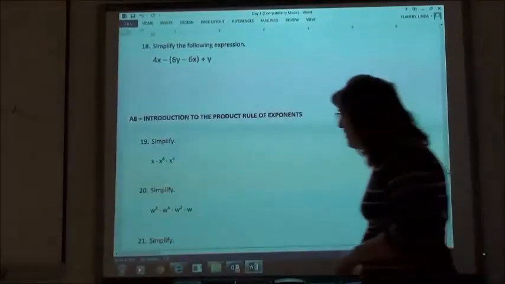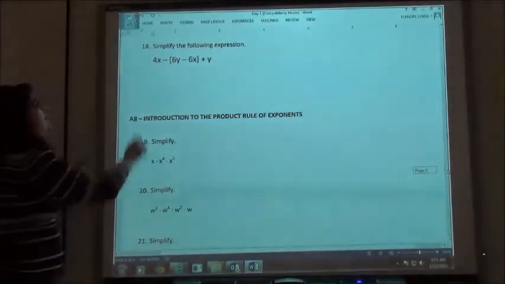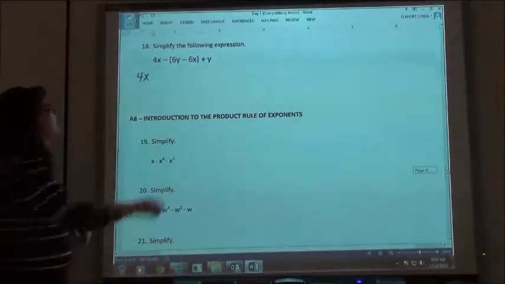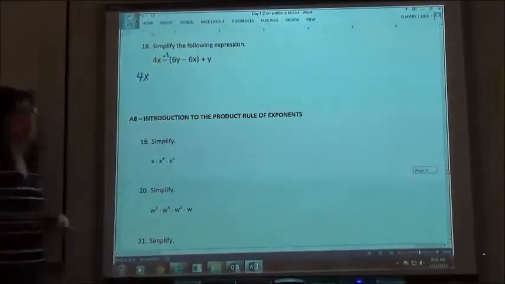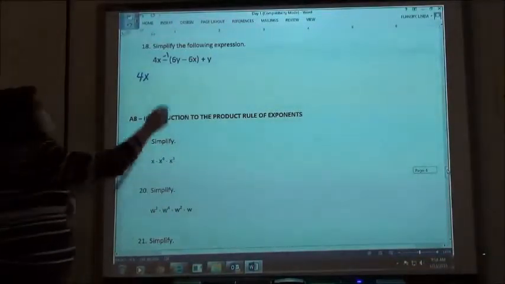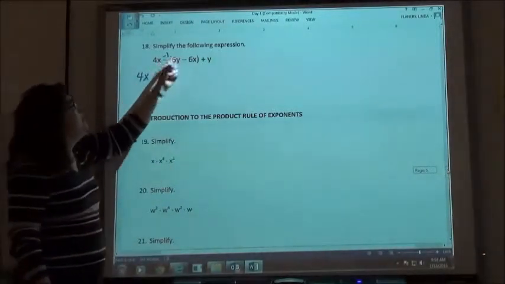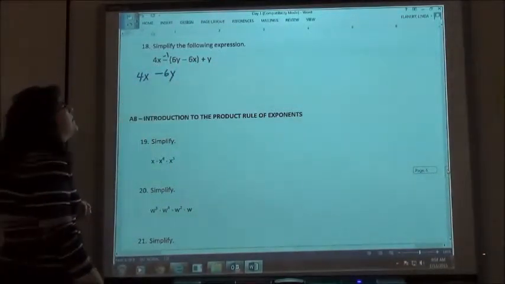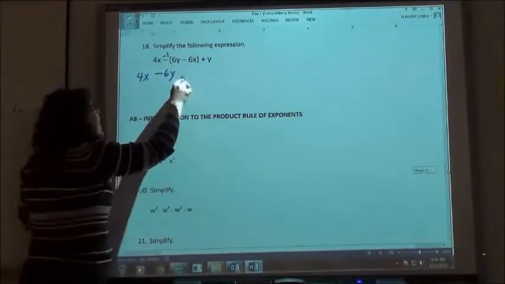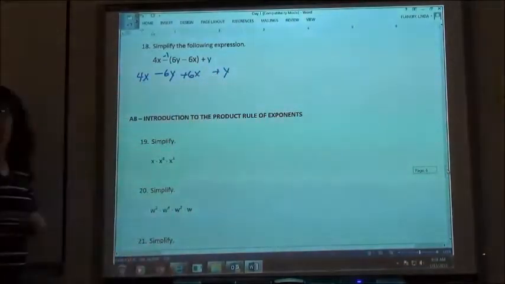So number 18, if I'm going to simplify that one, I'm going to start here and get rid of the parentheses. So the 4x is in front. And then again, think of that negative sign as multiplying by a negative 1. So negative 1 times 6y, negative 6y, right? Negative 1 times negative 6x. A negative times a negative is a positive 6x. And then I got the plus y on the end.